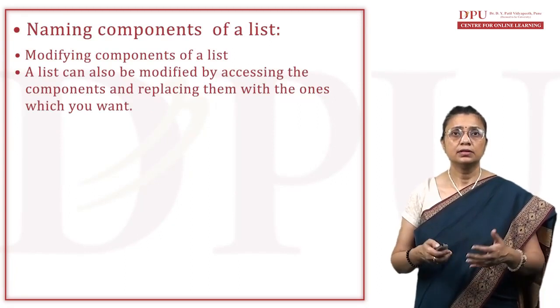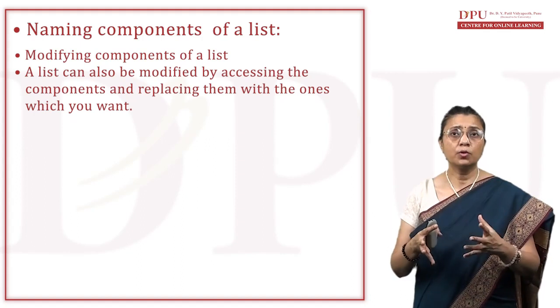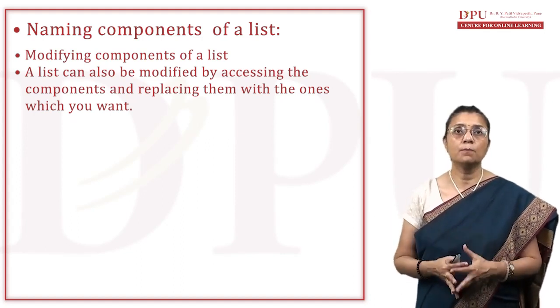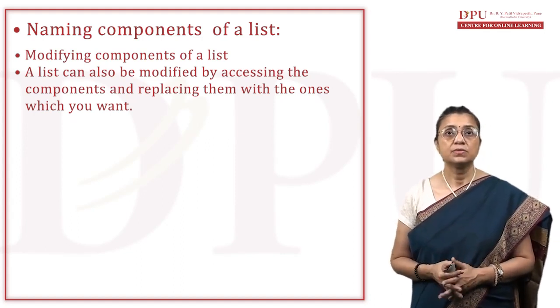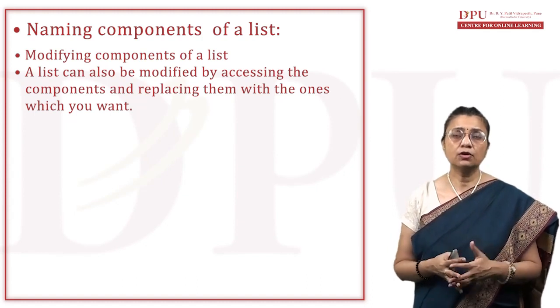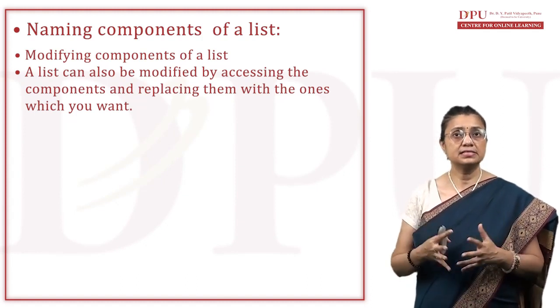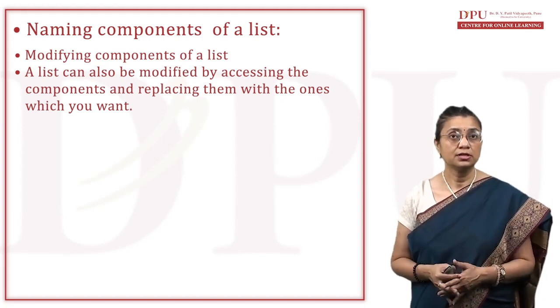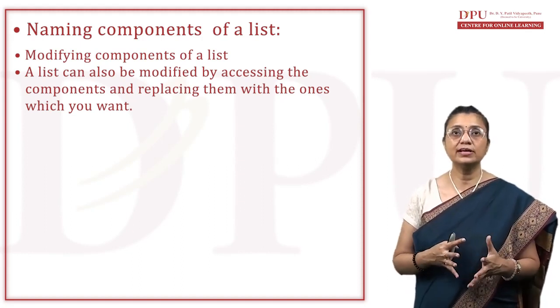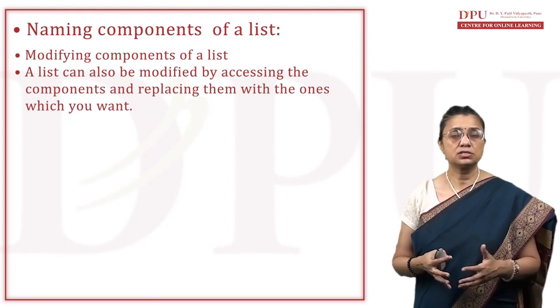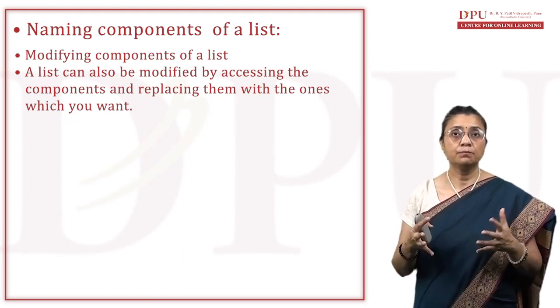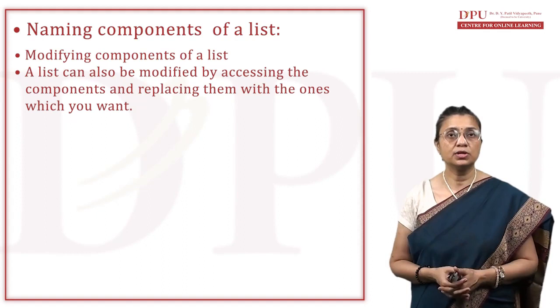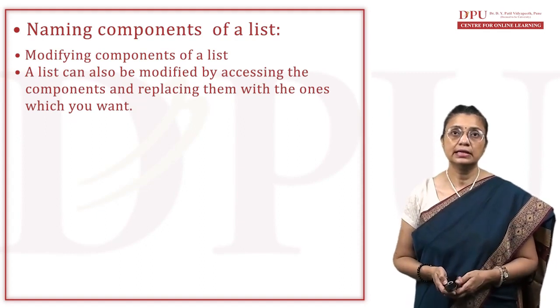So students, we are not just creating a list. Let's have a look at how we can name a component of a list, or how we can modify components of a list. A list can also be modified by accessing the components and replacing them with the ones which you want. It is quite simple to modify the components of the list, because sometimes it is very important to name the components or modify the components of the list.